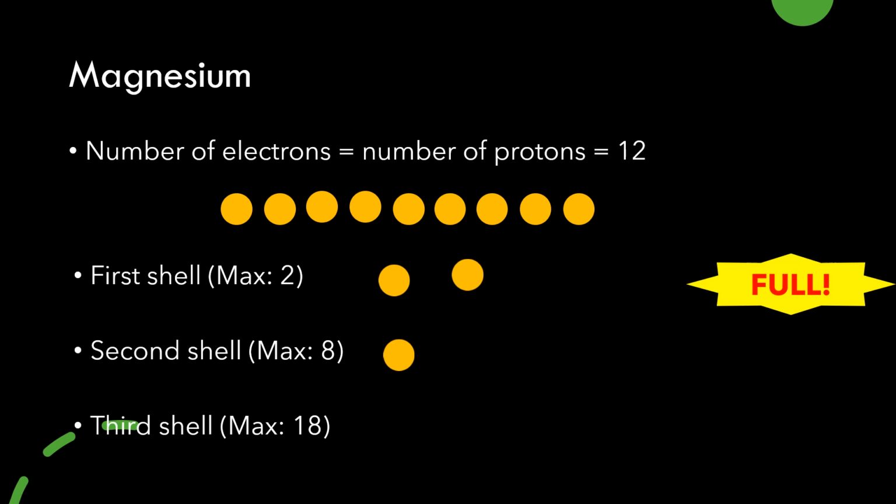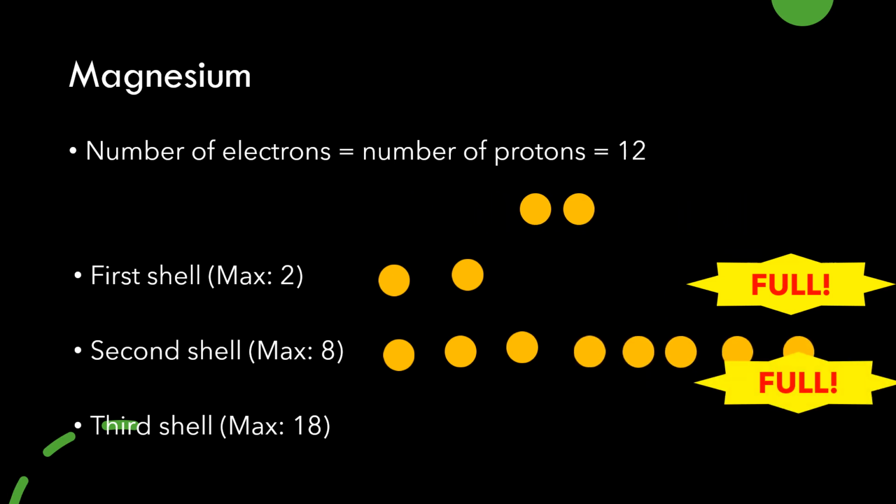Here come the electrons. We have to continue the process until the second shell is full, which is 8. When it's full, we still need to place the remaining 2 electrons into the third shell, which has a capacity of 18 electrons.